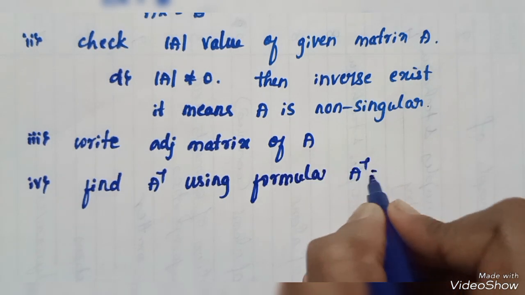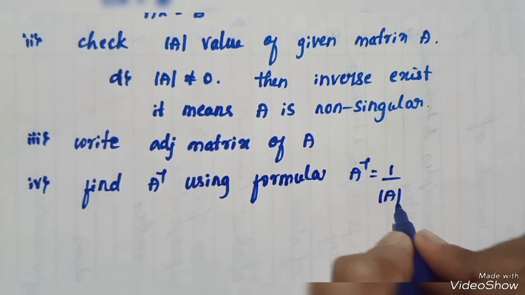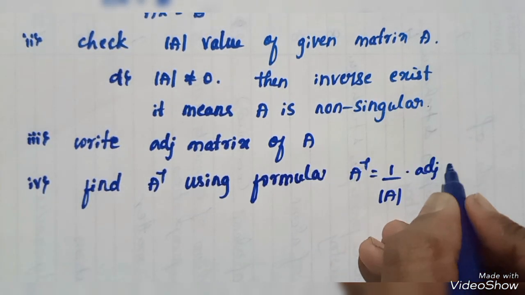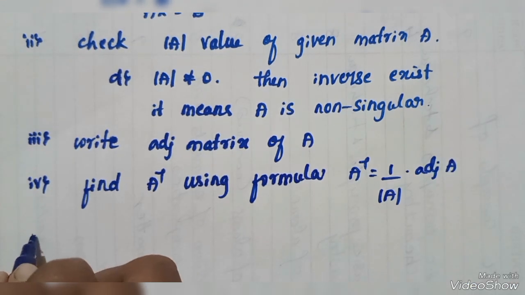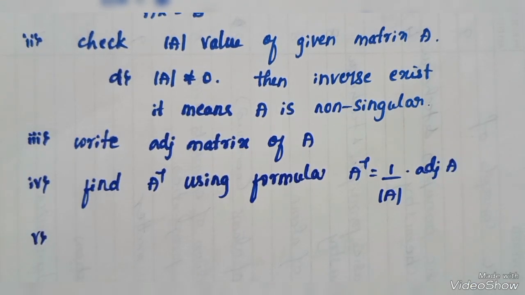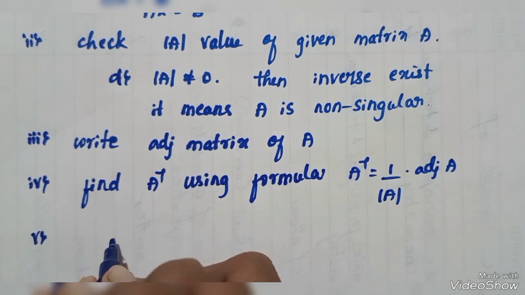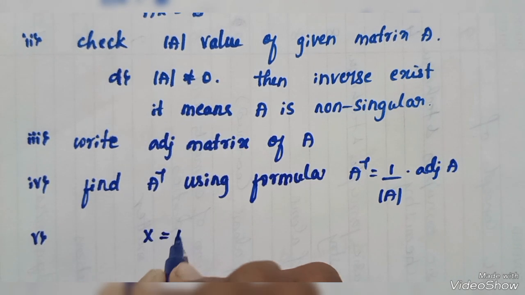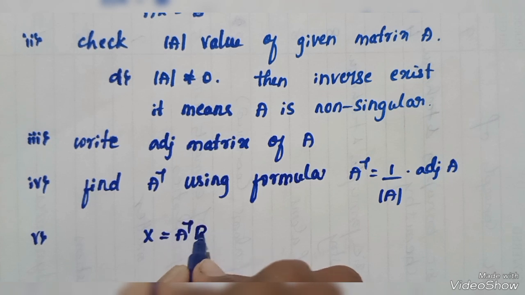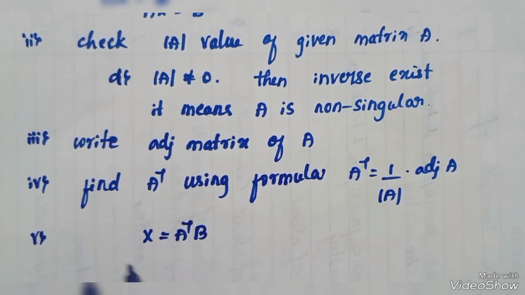A inverse is equal to 1 by determinant of A into adjoint of A. In the fifth step, take x is equal to A inverse of B. Already we solved this result in the theory part, that is x is equal to A inverse of B.